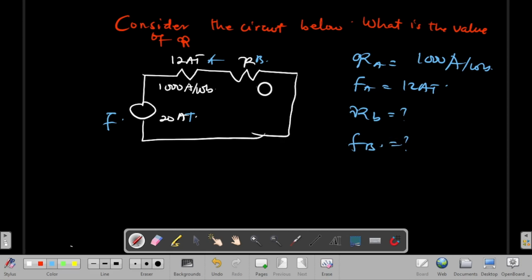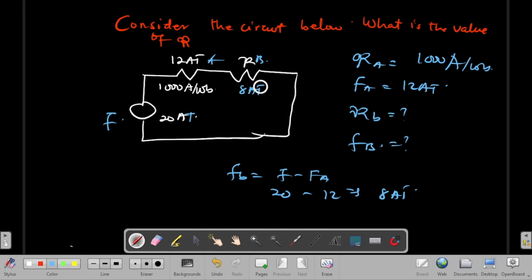How do you solve this problem? This is simply a voltage division problem. So a voltage drop across here and a voltage drop across here, since they are connected in series. Therefore, my FB is simply equal to my F minus FA. That is 20 minus what? 12. That gives me 8 ampere turns. So therefore, 8 ampere turns is deposited here.